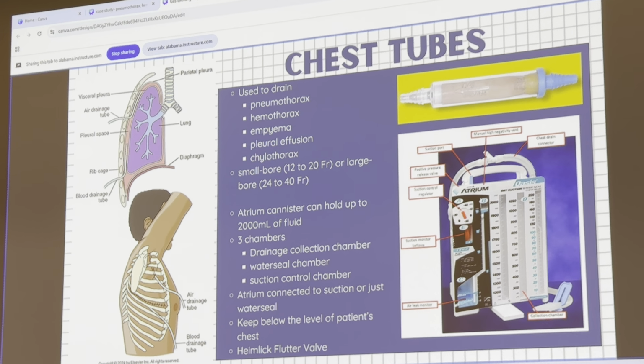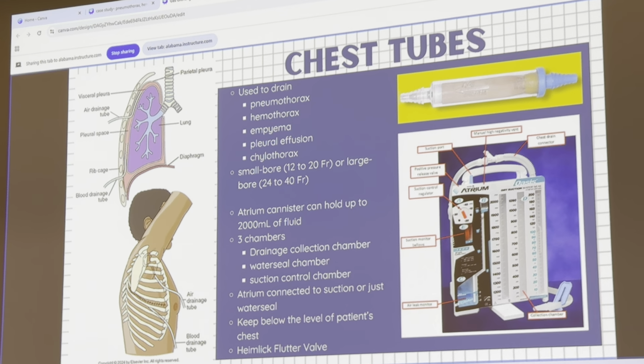So chest tubes. You're going to have some type of collection chamber. This one's a real old one, but it's there. That's going to collect your blood. And then you're also going to have some that have a water seal in it as well, where you're going to pour sterile water in it, and you'll see that. Then you'll hook it up to wall suction. So very similar to this one on the far right over here as well.